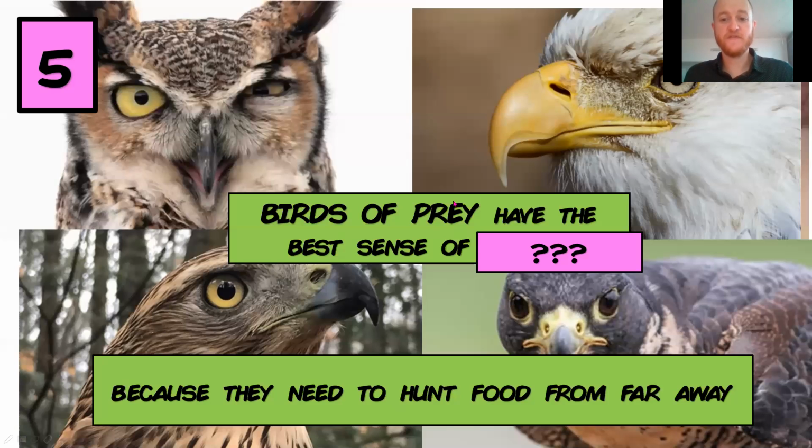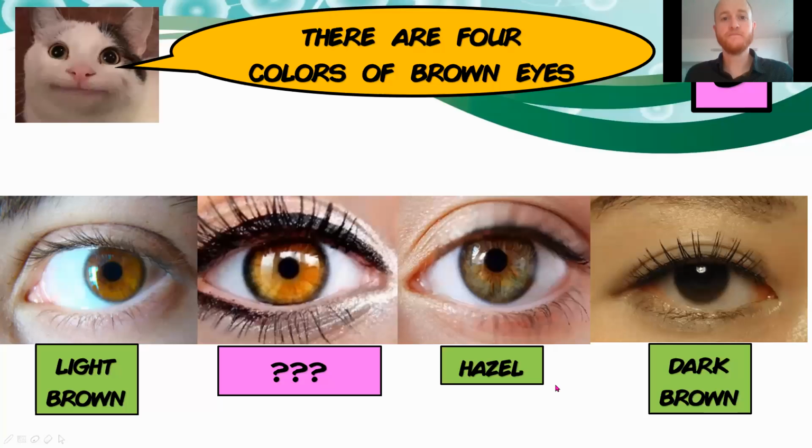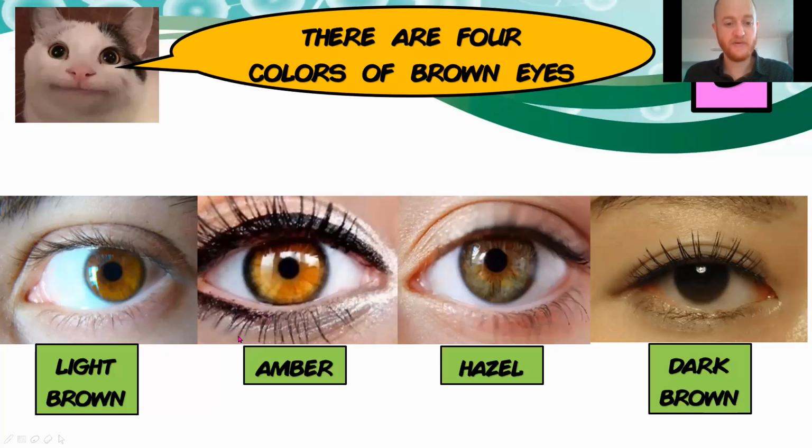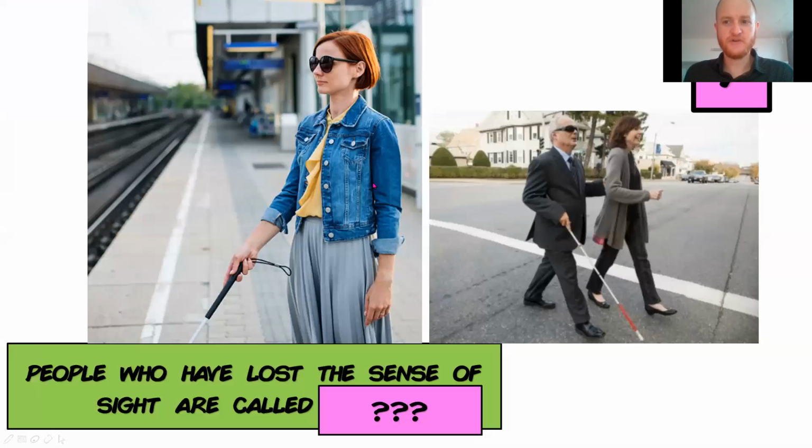Remember question 5, the birds of prey have the best eyes to see, they have the best sense of sight because they need to hunt food from far away. Question 6, there are 4 colors of brown eyes. We had the light brown, we had the hazel, and dark brown. And for me, my eyes are amber. Okay, that was a word to remember. Remember the next question, people that have lost the sense of sight, they are called blind people, blind.